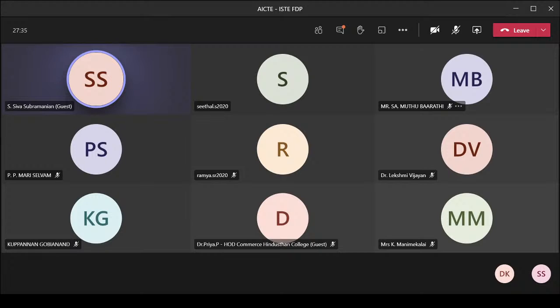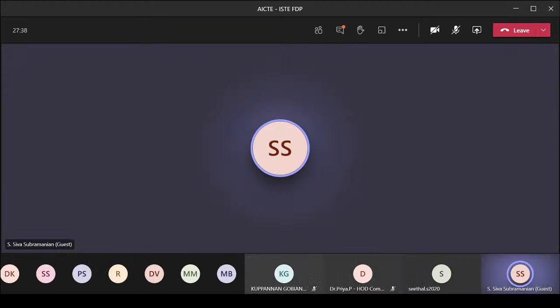I have just shared the screen again. Hope the screen is visible. Yeah. Somebody let me know whether the screen is visible. Yes, sir, it's visible, sir.